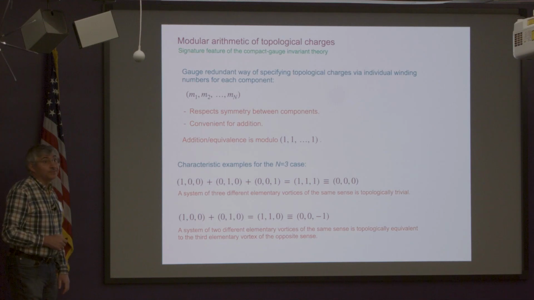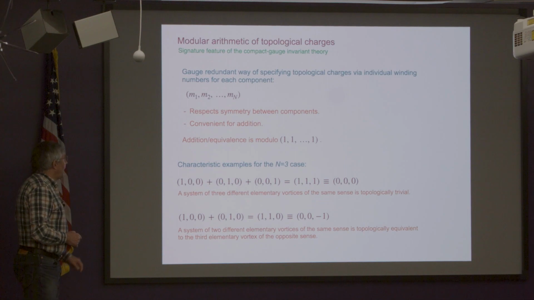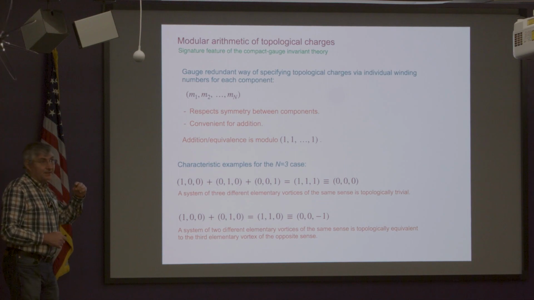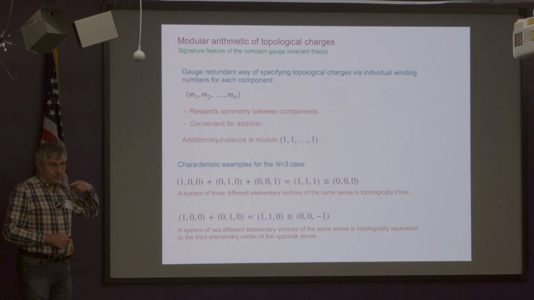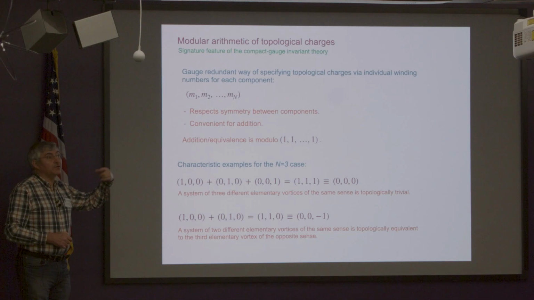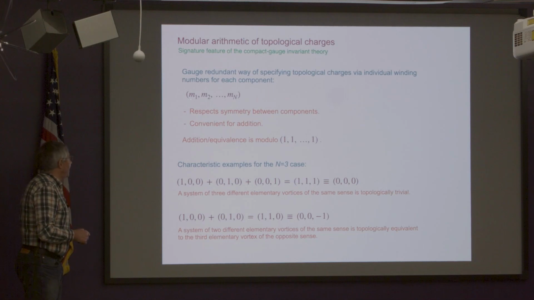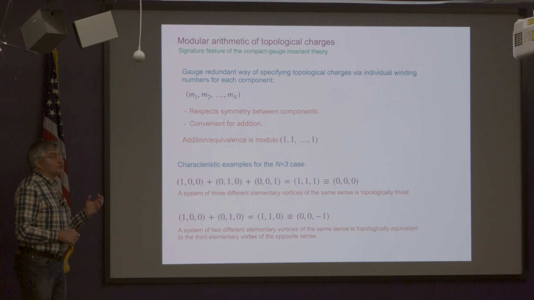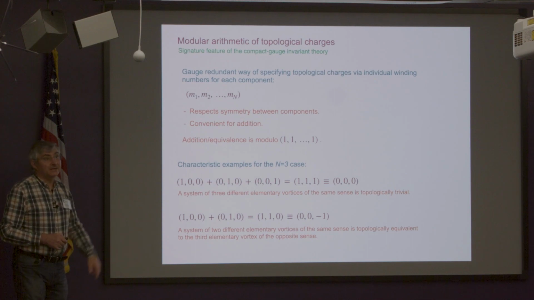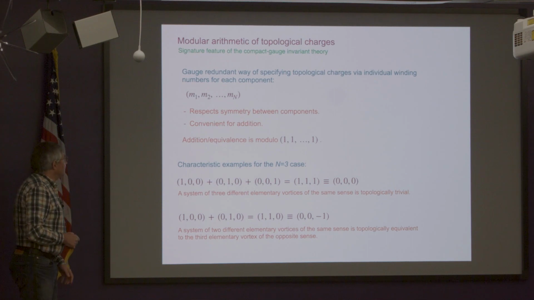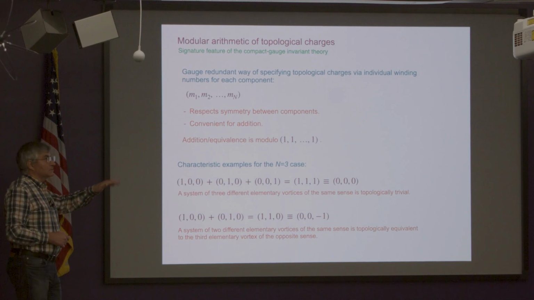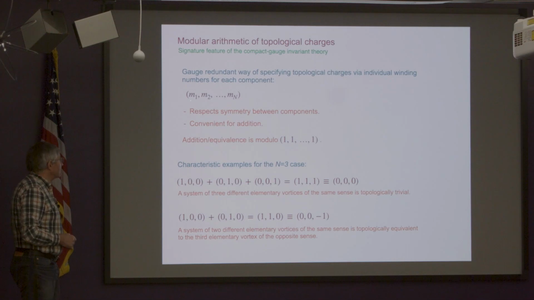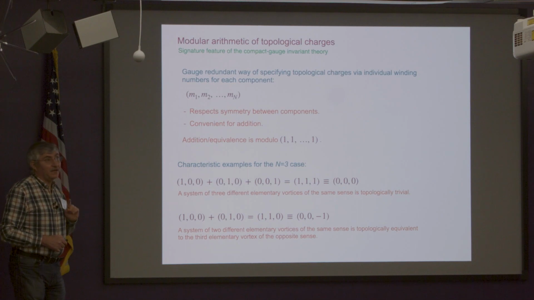So I pretend that the winding of each individual phase exists and is a multiple of 2 pi. So these integers m1, m2 are the corresponding integer winding numbers. So obviously, I do something which is not quite well defined, because those are not invariant under the compact gauge invariance.